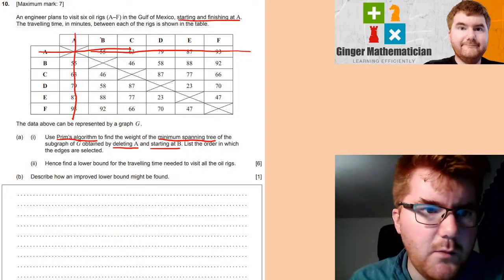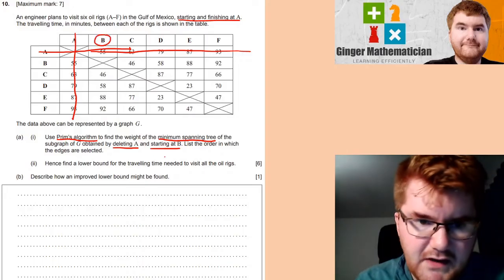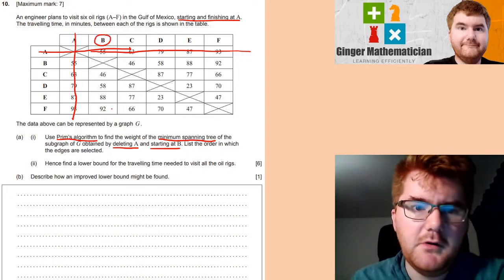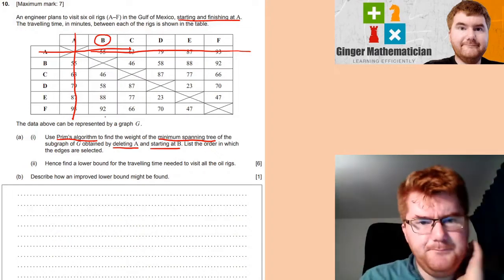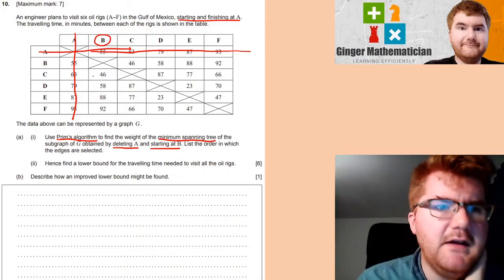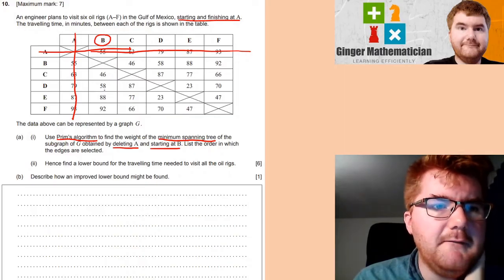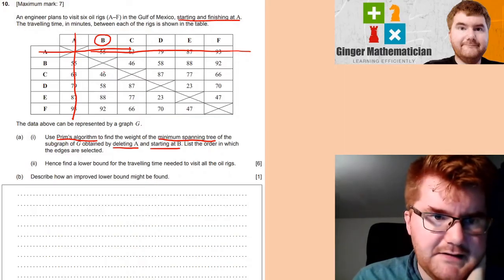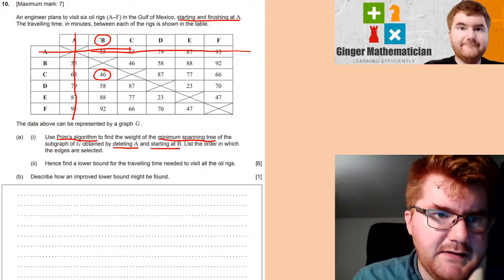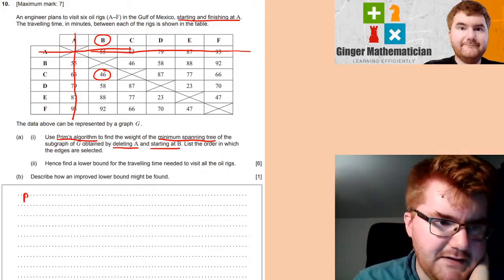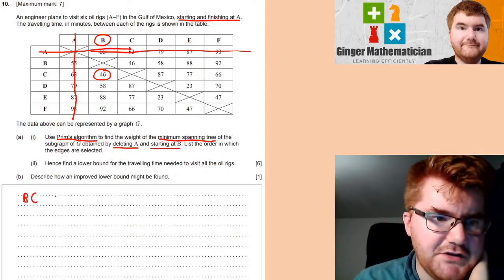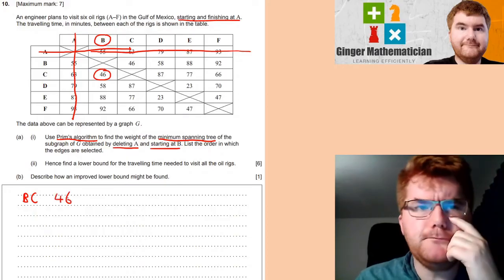So we're going to start with B, because that's what we're told to start with, and we're going to work out the different edges we need for this minimum spanning tree. The first thing we do is go down our column of B and look for the lowest number. That is going to be this one here. So this is going to be BC, our very first edge, which is 46.